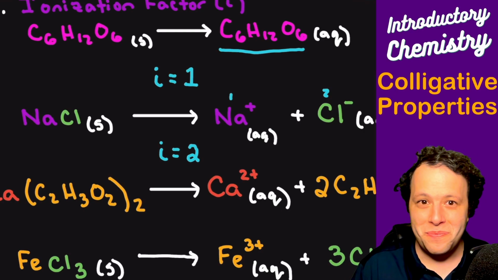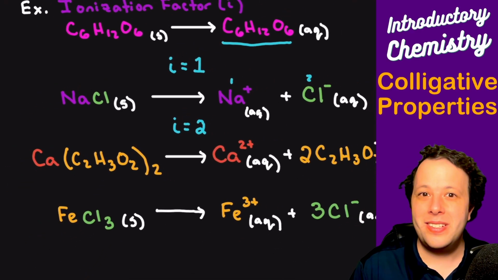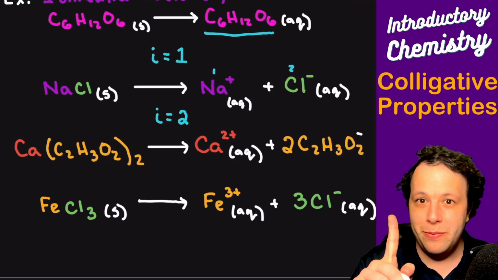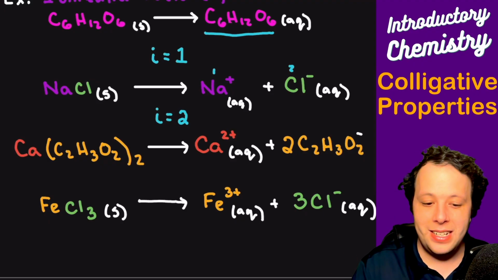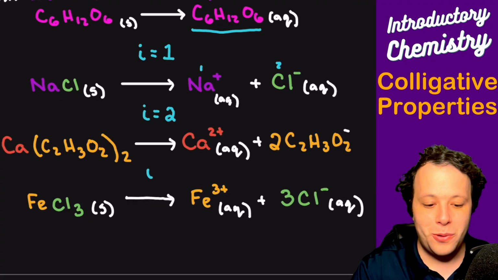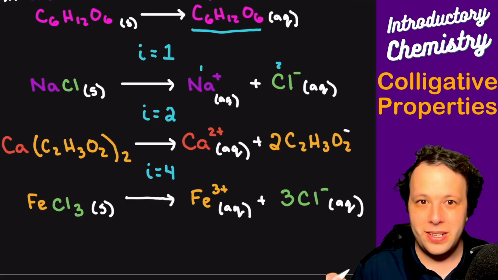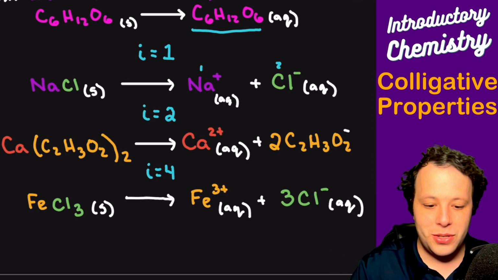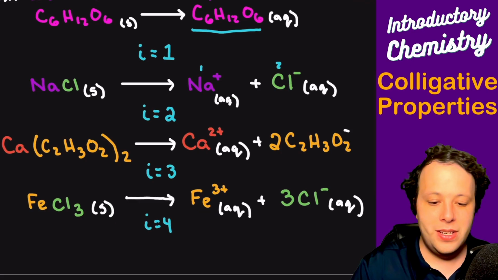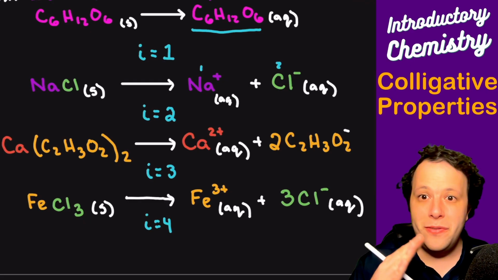We're just counting. Now, if I do the next one, calcium acetate, well, this one we have 1 calcium forming and 2 acetate ions, meaning you have a total of 3 particles that are formed. On the last one, we have iron chloride. So it's 1 iron, 3 chlorines that are here. This one is going to be i is equal to 4. Sorry, the last one was i is equal to 3. This one's i is equal to 4. All right, so we're adding the coefficients together.